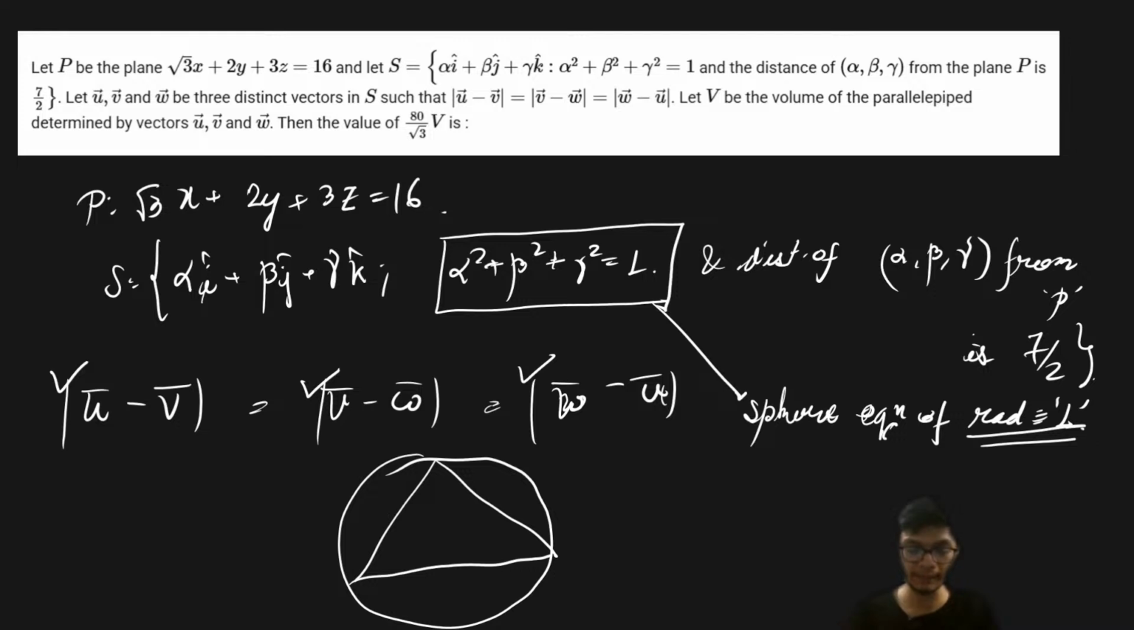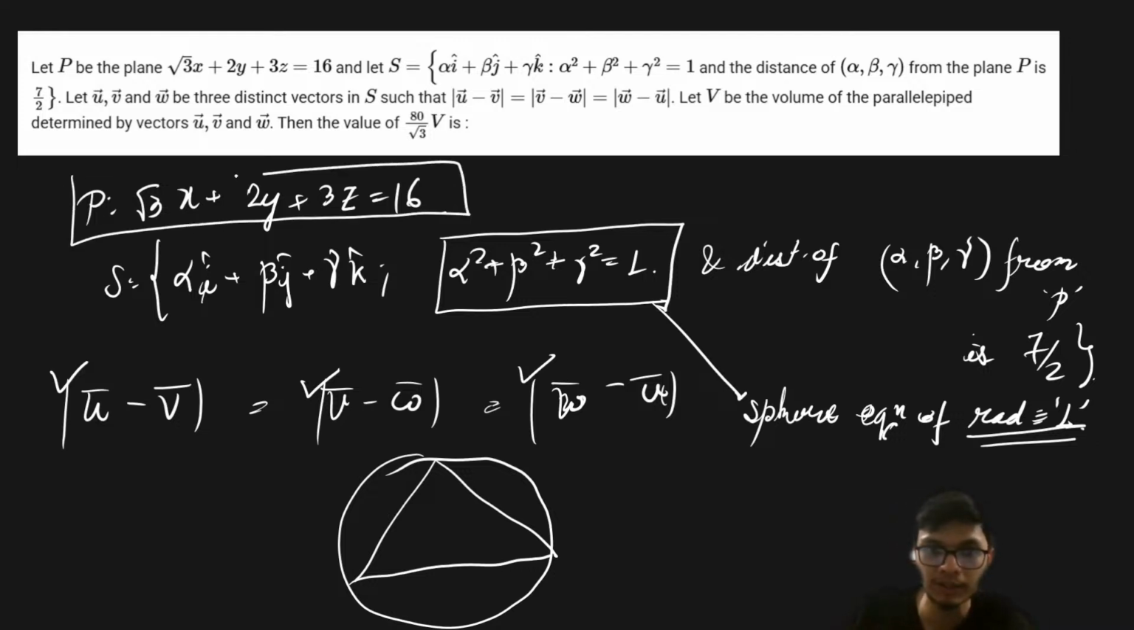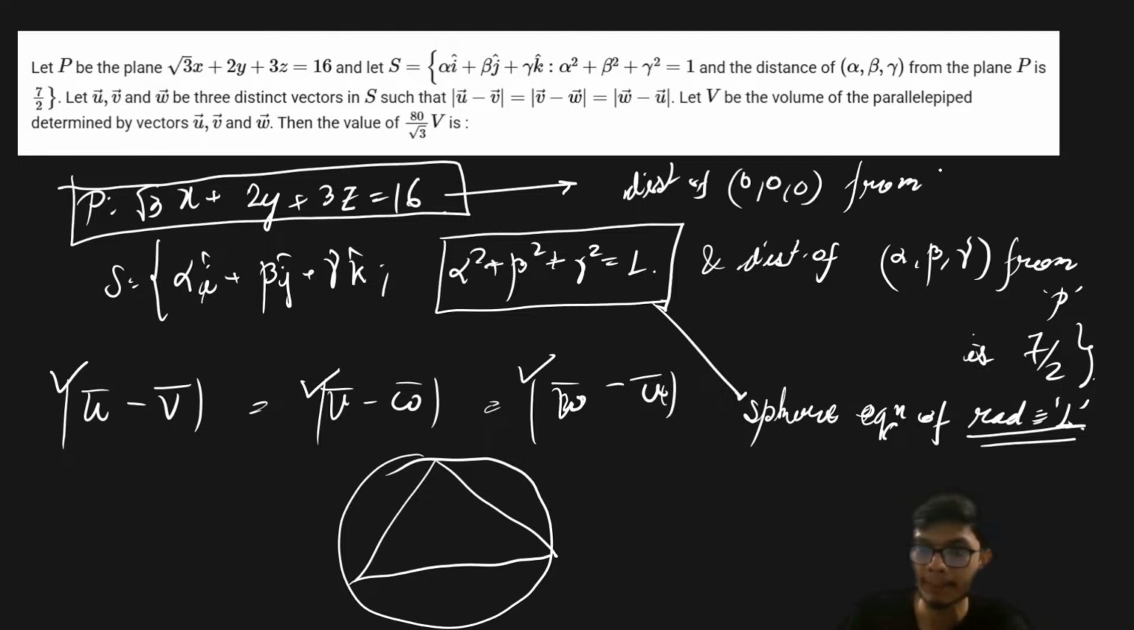So if I try to calculate the distance of the origin from the plane P, if I try to calculate that, this particular distance will come out as 4 units. This distance of the origin from the plane P will come out as 4 units, right?